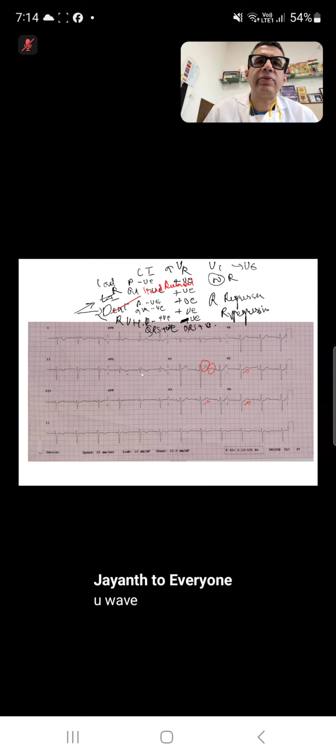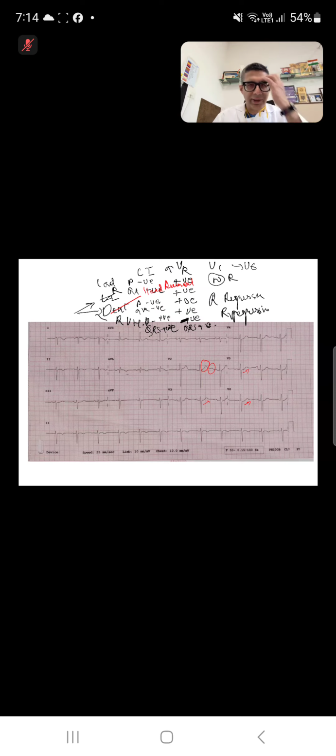Okay, so those are all the findings which you can find here. So probably there's a possibility that this patient might be having hypokalemia or hypomagnesemia or something like that, in addition to a left atrial overload.